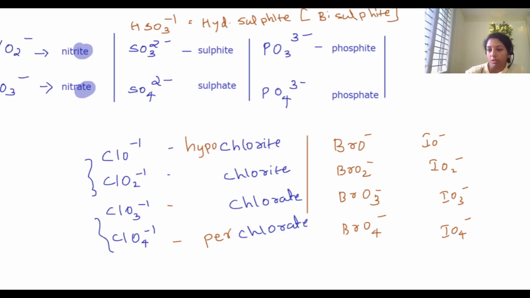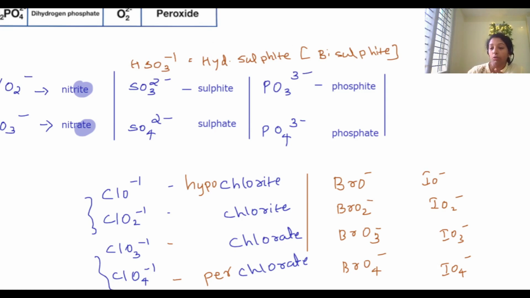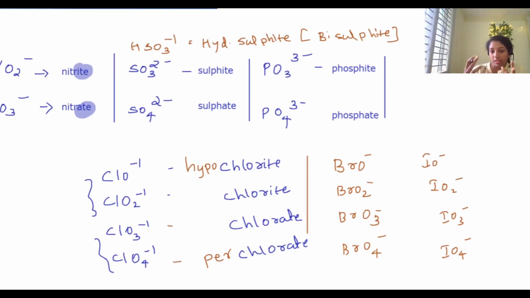Similarly, can you write the names in the comments? What may be the formula of hydrogen phosphate? Okay, let's try with hydrogen phosphate. So hydrogen is there, so H plus is added. Phosphate is PO4 3 minus, and now it becomes 2 minus. Another name of hydrogen phosphate is biphosphate.